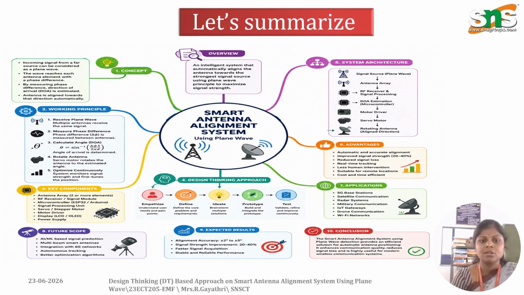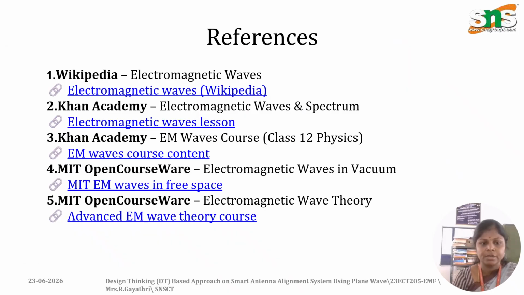Let us summarize this topic. We have taken the smart antenna alignment system through the 5 stages and described this particular antenna alignment system. The antenna alignment system using the plane wave is designed, and it is efficiently used in satellite and IoT applications. These are the references.